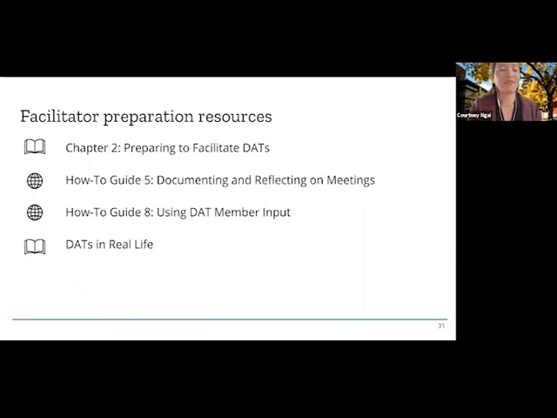Finally, throughout the entire book, we have little sections that we call DATs in real life. This is where we provide examples of the DATs that we have facilitated over the past several years of the project that are relevant to the content of that chapter. We outline who the facilitators were, the context of the DAT, and then how facilitators might have responded to a particular challenge that the DAT was experiencing.